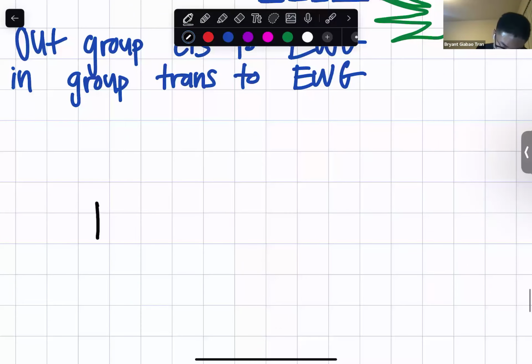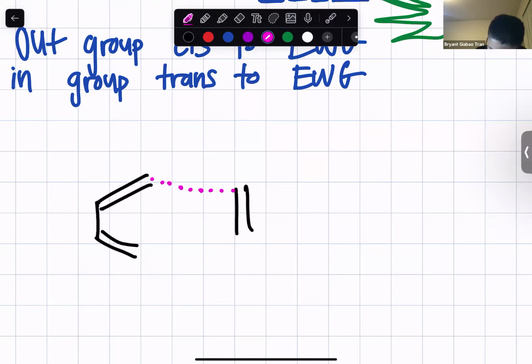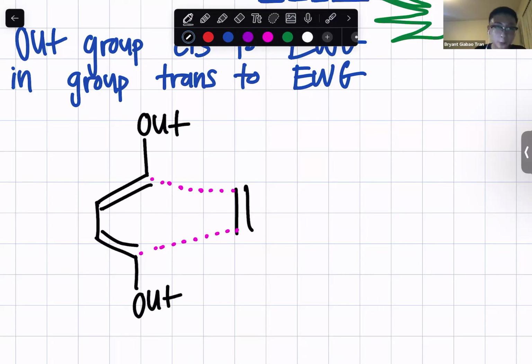So let's say we have a diene here and a dienophile here. We know that this is the pocket between them that's going to react because that's the new bond that's going to get formed. And there could be groups on these dienes and dienophiles. These are outgroups because these groups are facing outwards, away from the pocket. These are in groups because they are facing inwards, towards the pocket.